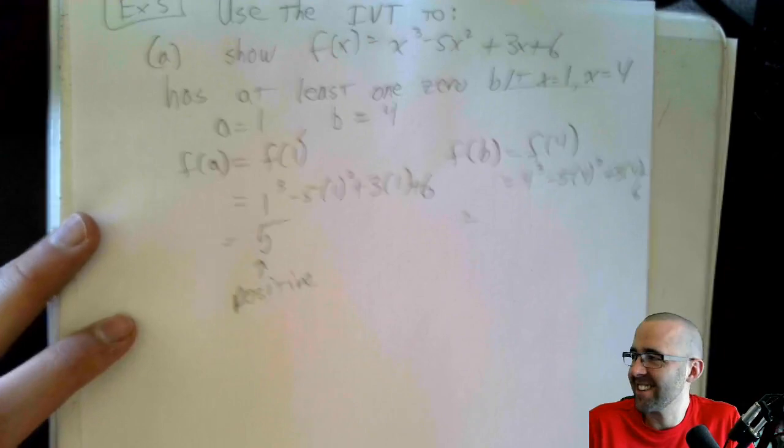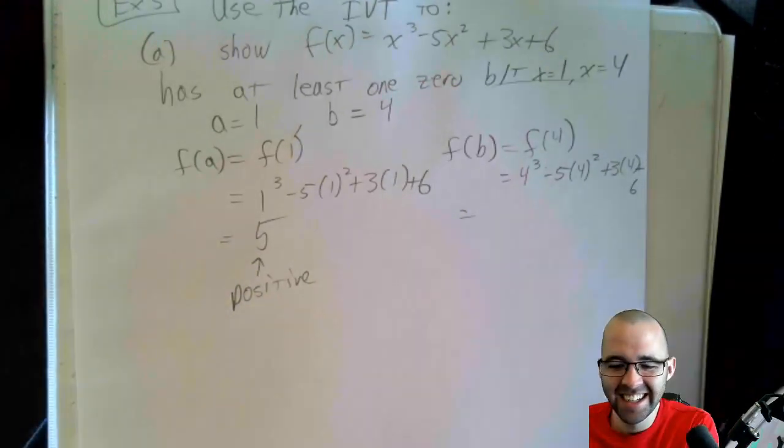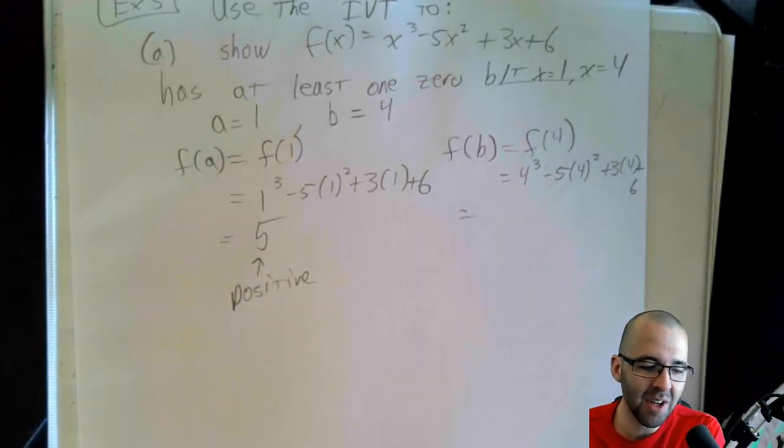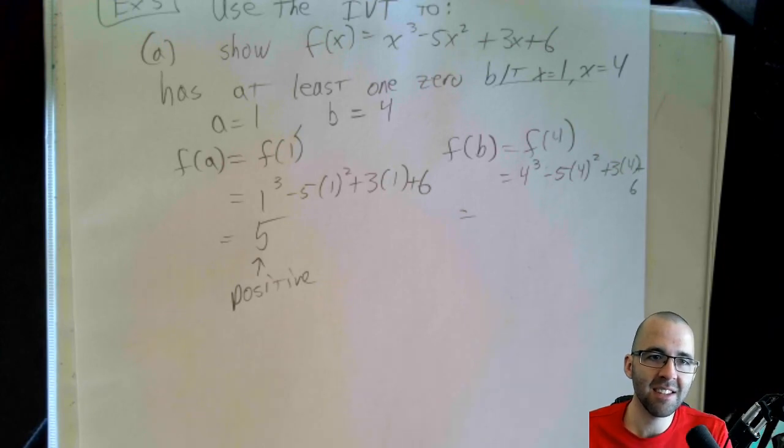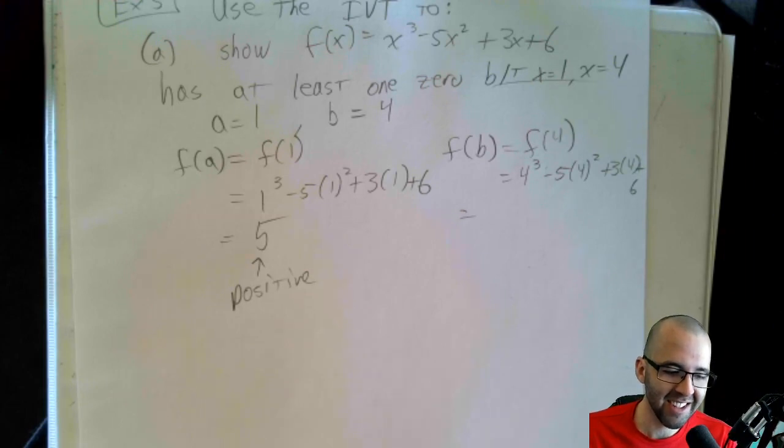All right, I need to use a calculator because I think I'm doing it wrong. We have 1 cubed minus 5 times 1 squared plus 3 plus 6. That was indeed 5. This one is 4 cubed minus 5 times 4 squared plus 3 times 4 plus 6. Nope, that's 2. Wait a minute, what did I do?